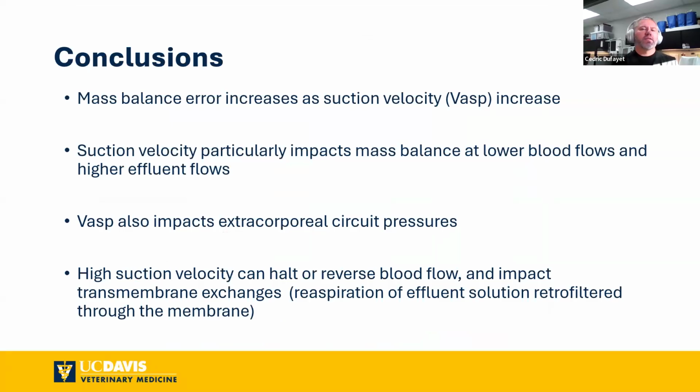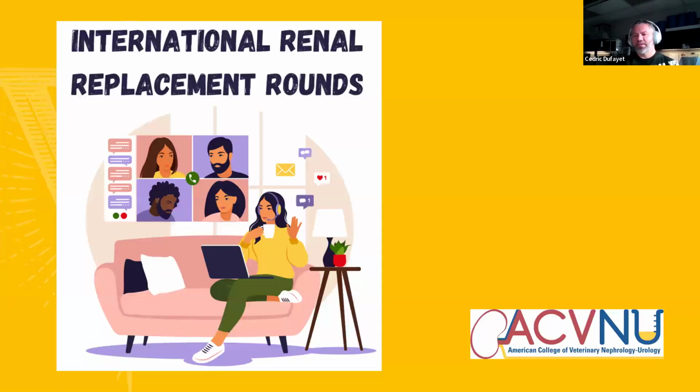So there you go. Mass balance error increases as suction velocity increases. It particularly impacts mass balance at lower blood flows and higher effluent flows. And we can explain that because of the impact of aspiration velocity on the extracorporeal circuit pressures. So I would be curious to know, what are your thoughts on that topic? And is it something that you ever thought of while you were sampling your extracorporeal circuit?